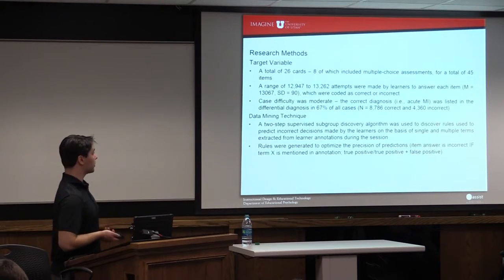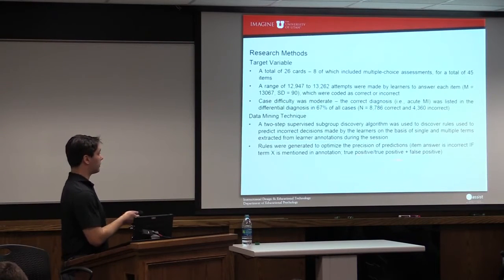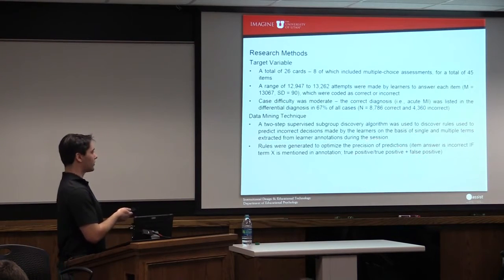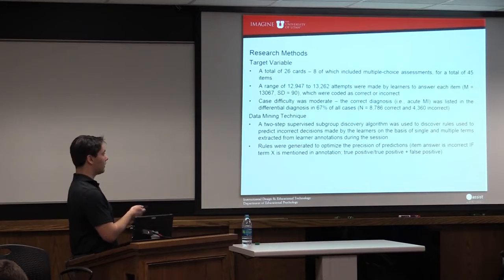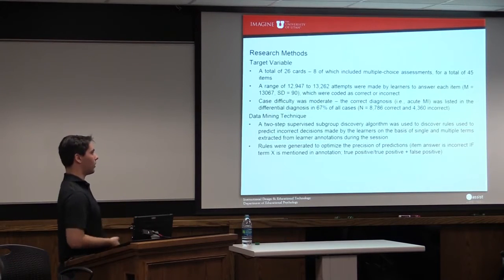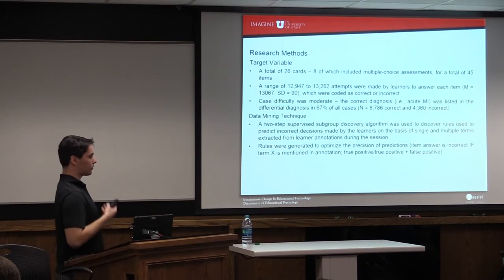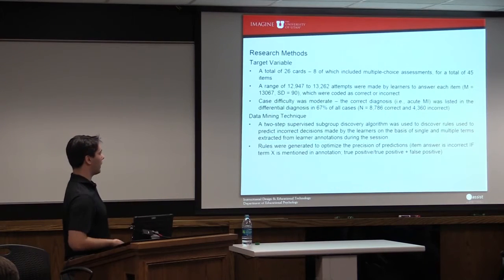And referring to precision, here we're optimizing for the number of true positives relative to both the true positives and the false positives. So we're interested in determining, when that term is mentioned, if the answer is incorrect, being the true positive rate, divided by both cases where, yes, the term was written in the annotations, but we had a certain number of incorrect and correct answers that were submitted.